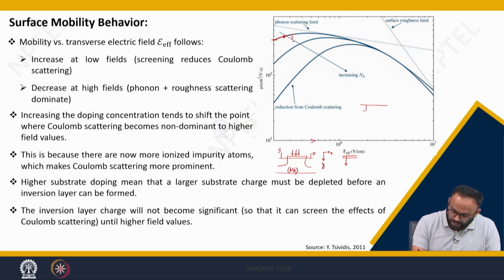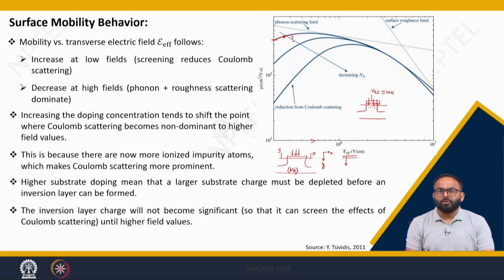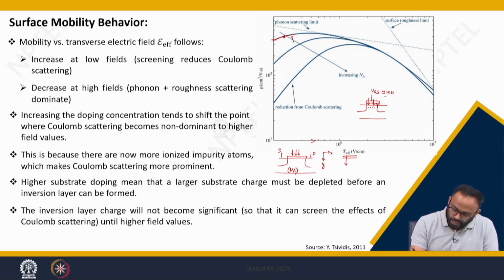Let me explain with an example. You have a MOSFET and you are applying a VGS which gives you 100 field lines. Out of these 100 field lines going from the gate to the surface, let us consider 10 inversion electrons coming into the picture. That is, you are in weak inversion. So these 10 inversion electrons are affected by these 100 field lines, correct?